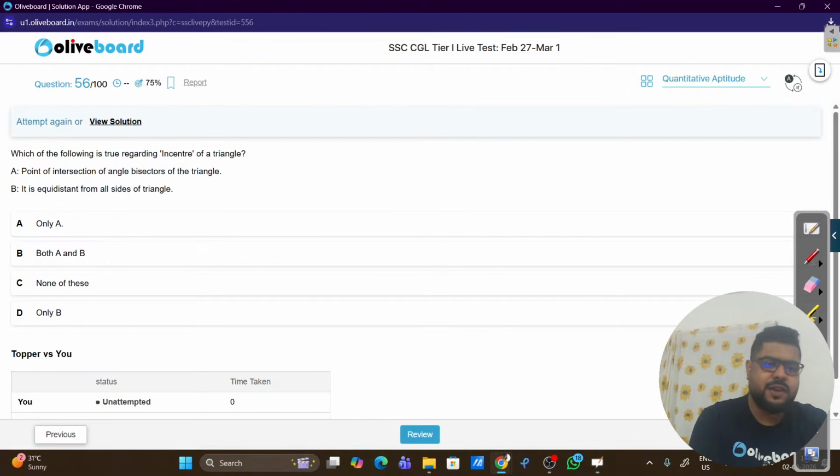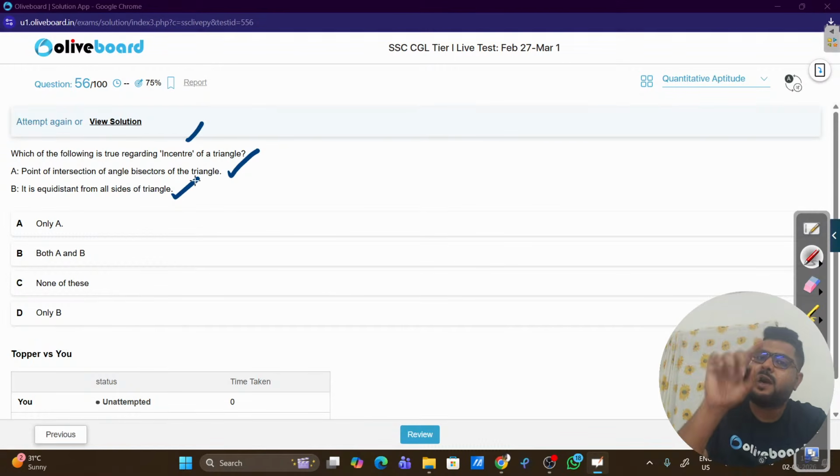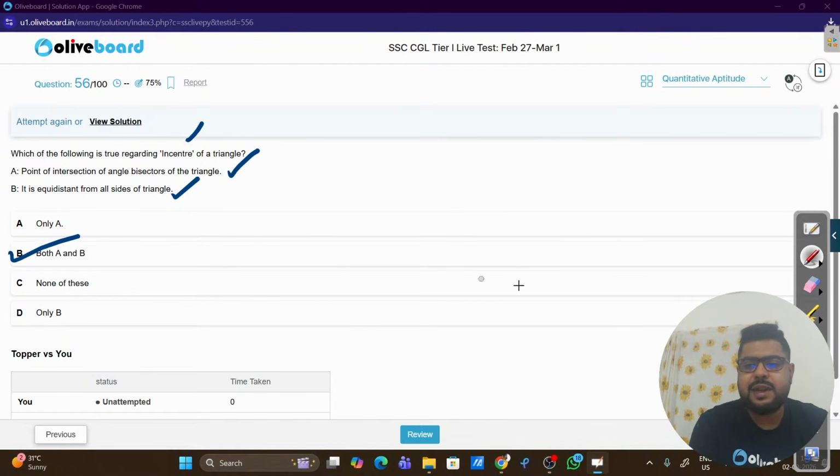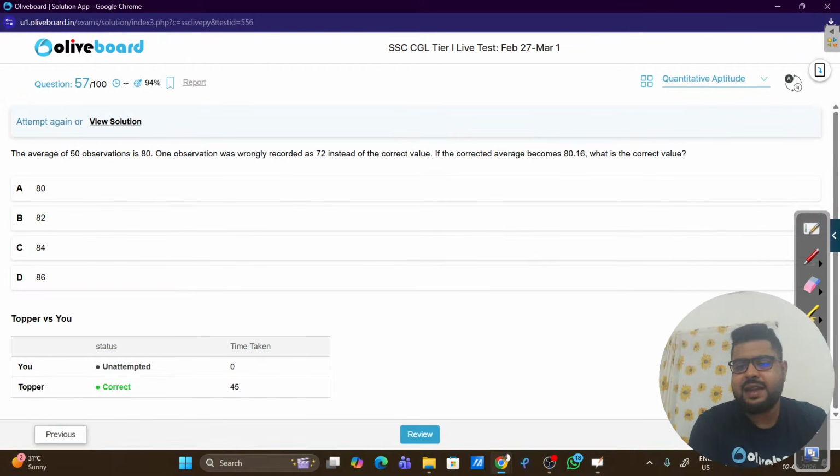Moving on. In the center of a triangle, which is true? Point of intersection of angle bisectors. Yes, absolutely, that is the definition. Equidistant from sides, absolutely. That is why we get the incircle, which touches all the sides. Both A and B are true. You do not need any calculations for this. Again, 10 seconds, that's all.